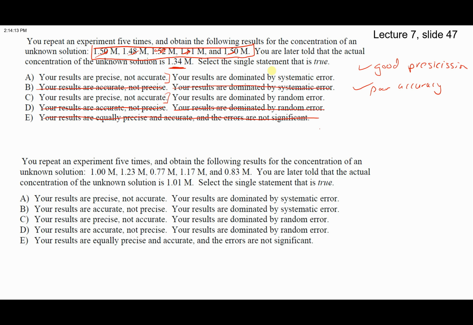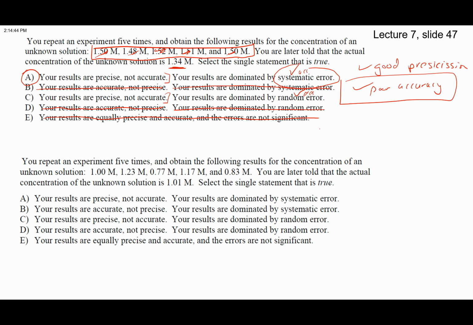Are your results dominated by systematic error, or are your results dominated by random error? Remember, systematic error speaks to accuracy. Random error speaks to precision. So where is our problem? We are dominated by poor accuracy. Accuracy is a systematic error because it's in a single direction. So our answer for this one would be A.